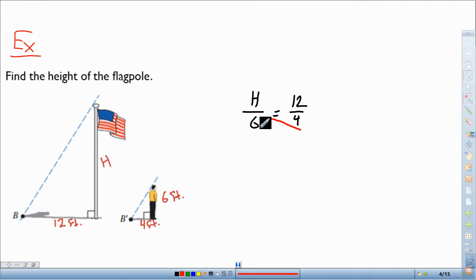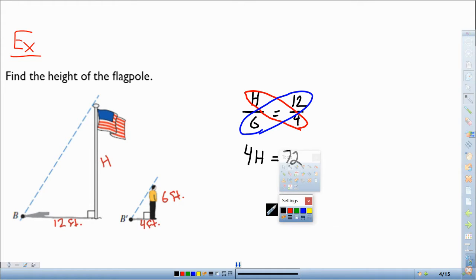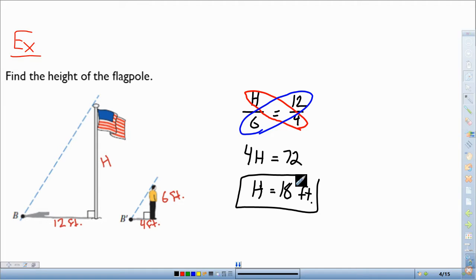Okay, so let's do it. I'm going to start with 4 times h. By the way, don't let the h throw you off. We're just using h instead of x. It's no big deal. That equals 6 times 12, which is 72. Divide both sides by 4, and it looks like we're getting 72 divided by 4, 18. Now we can go back and put our units. This is all in feet, so let's say 18 feet. That is the height of our flagpole.